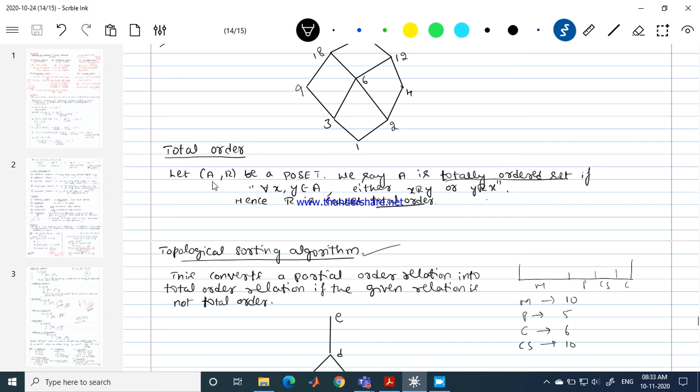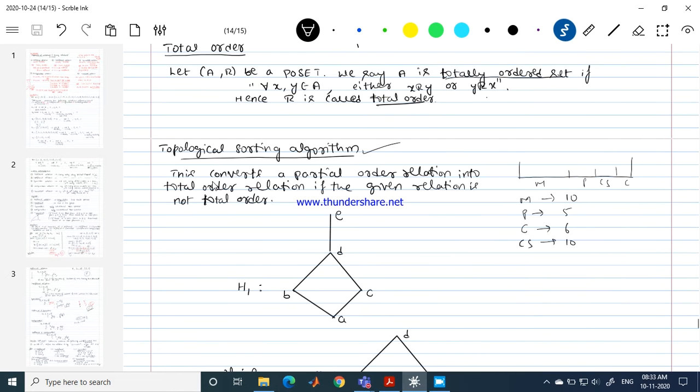And the topological sorting algorithm: we learned how to convert a given partial order relation into a total order relation. If the given relation itself is a total order, we do not have anything to do there. It just remains the same. Even if we went through the topological sorting algorithm, you would end up with the same total order relation. That's why if the given graph represents a total order relation, please don't make use of the topological sorting algorithm. It is not required.